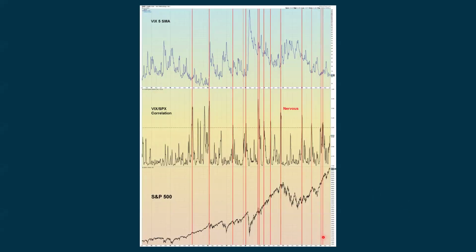Then sometimes the VIX doesn't give us some real insight as to what's happening, so I use this other chart. This is a correlation between the VIX and the S&P 500. We really only pay attention to this chart when we get above this dashed line, and we're not above that right now, so I haven't been showing this chart.